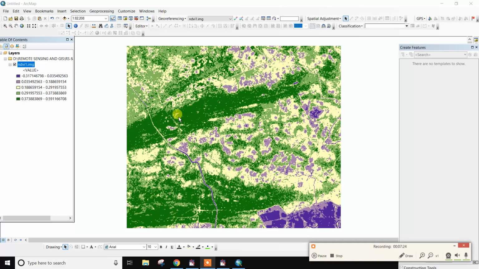There is the classification, divided into other categories by range of NDVI value.